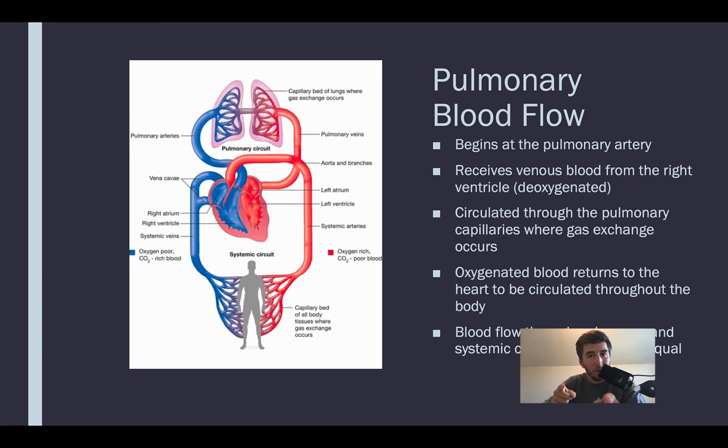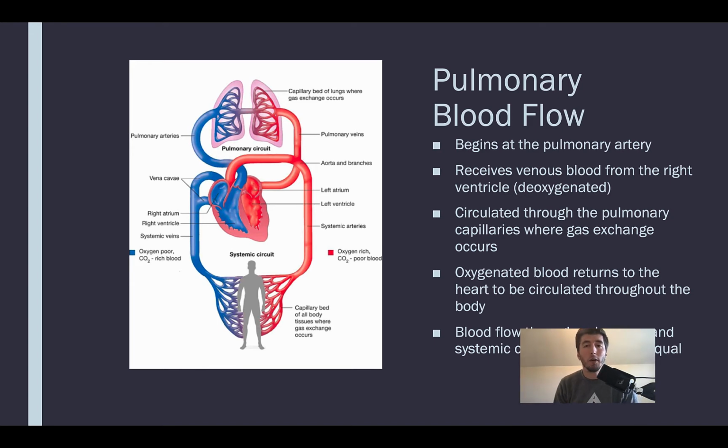Who's scared for anatomy? Right? So let's go back all the way to anatomy and talk blood flow. And let's talk specifically pulmonary blood flow, right? What is pulmonary blood flow?